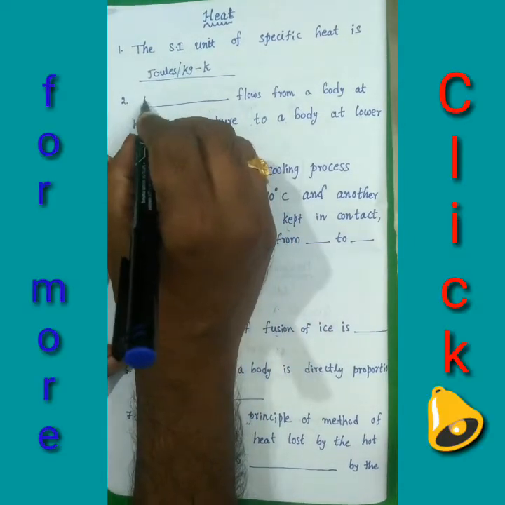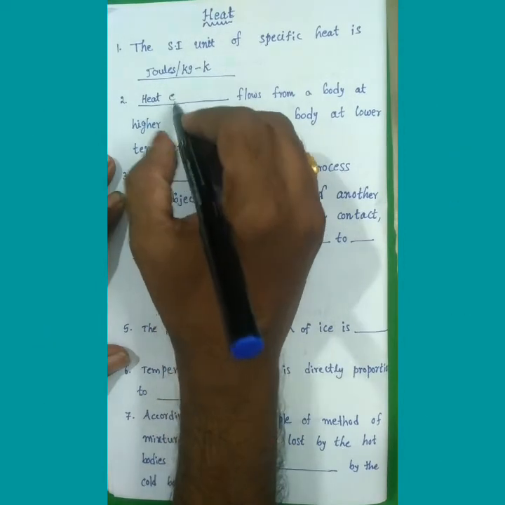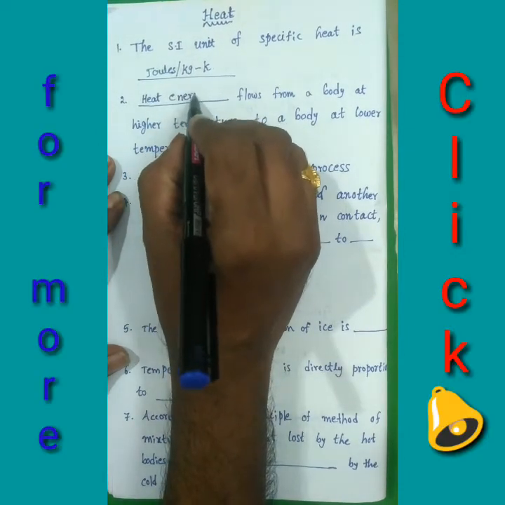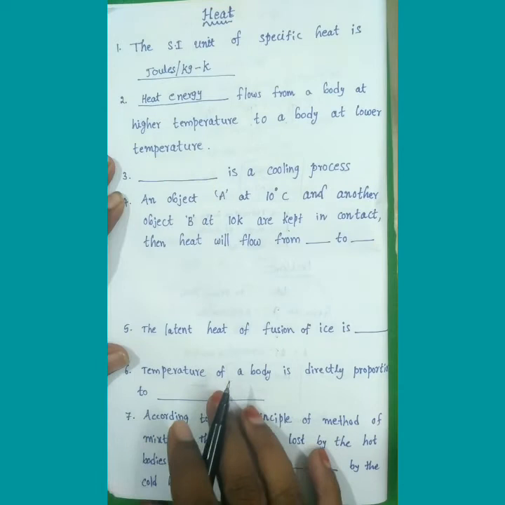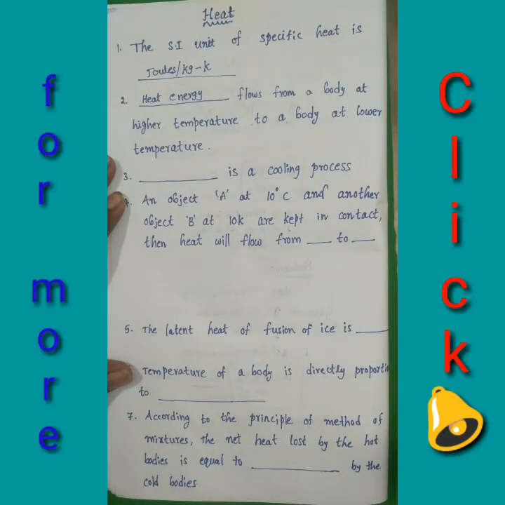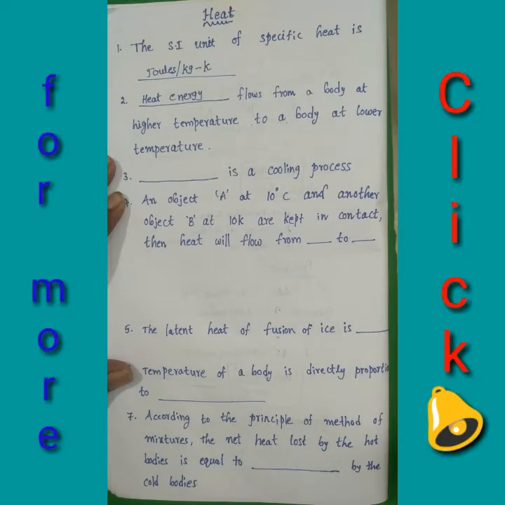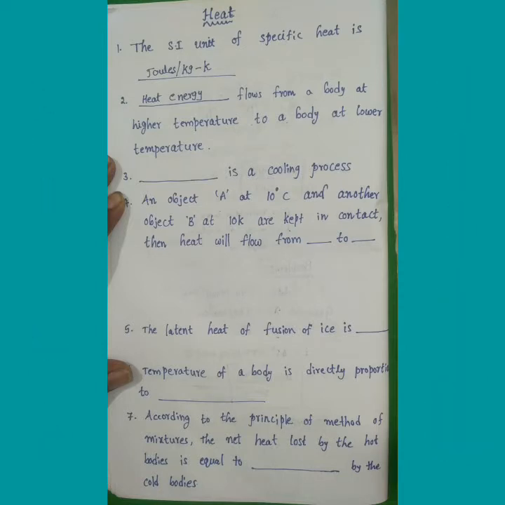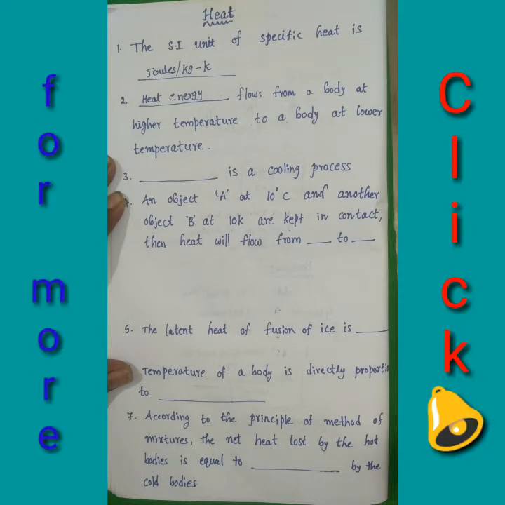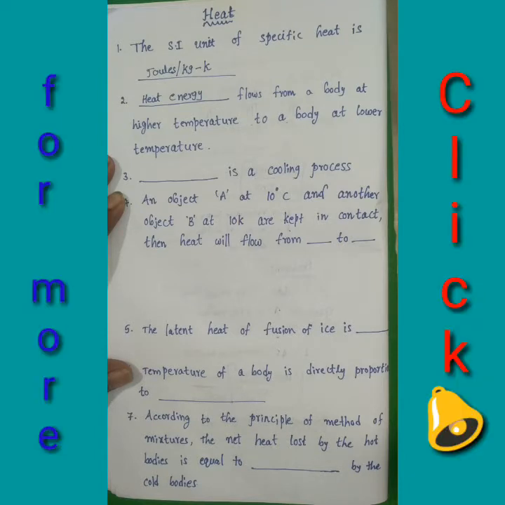Generally, heat energy is transferred from the hot body to the cold body. That's why the answer is heat energy. For example, if you take a hot bowl and keep a lid on it, after some time you will observe that the hot bowl has lost some energy, and the lid gains that energy. Like that, heat energy flows from a body at higher temperature to a body at lower temperature.